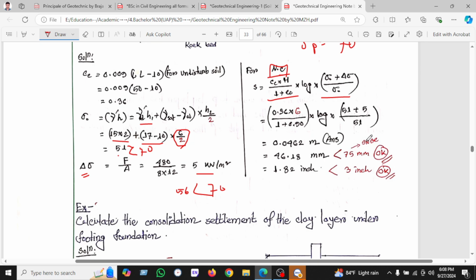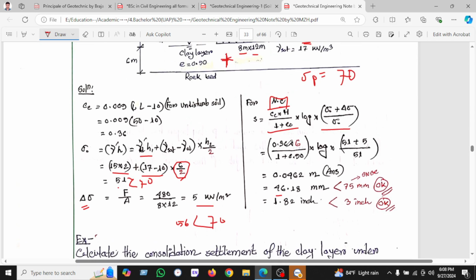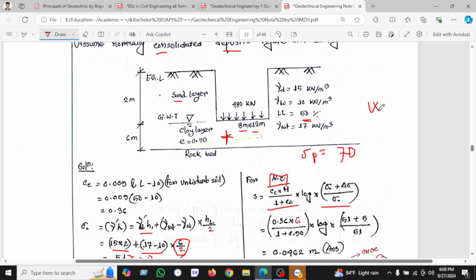46.18 millimeter. As per code ACI 318 or ASCE 7, the settlement of the raft foundation must be less than the limit. The settlement must be 75 millimeter or 3 inches. So we have found 46, so we can say this mat foundation is okay for the settlement.